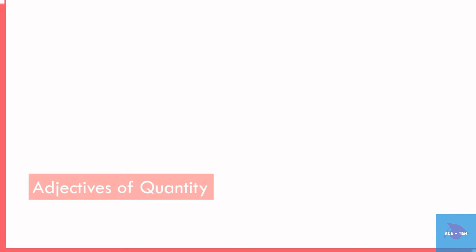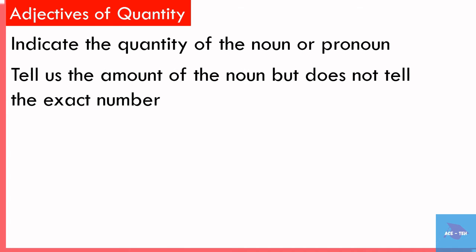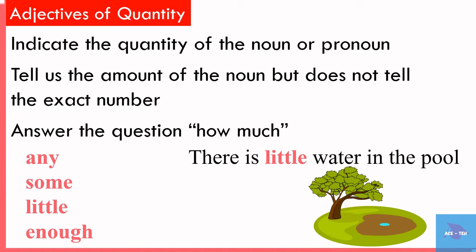Next one is adjectives of quantity. Adjectives of quantity indicate the quantity of the noun or pronoun in the sentence. They are used when we don't want the exact number of the noun or pronoun. They tell us the amount of the noun but do not tell the exact number. They answer the question how much. Any, some, little, enough, etc. are the commonly used adjectives of quantity.